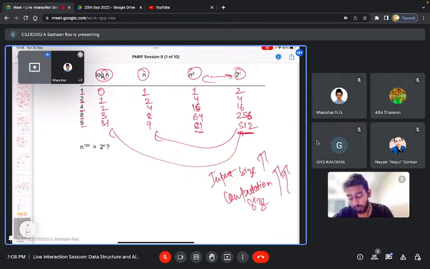So one food for thought: do you think that n raised to 100 is greater than 2 raised to n or not? That is something you need to think about and try to see whether it's actually true or not. If it is true, till what extent? If it's not true, till what extent?